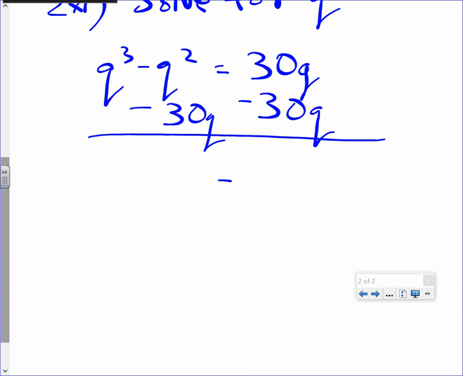30Q minus 30Q is 0. That's what we want. That's what step 1 says. Get the other side equal to 0. Over here, what's Q squared minus 30Q? Don't bite the bait. Don't bite the trap. What's Q squared minus 30Q?